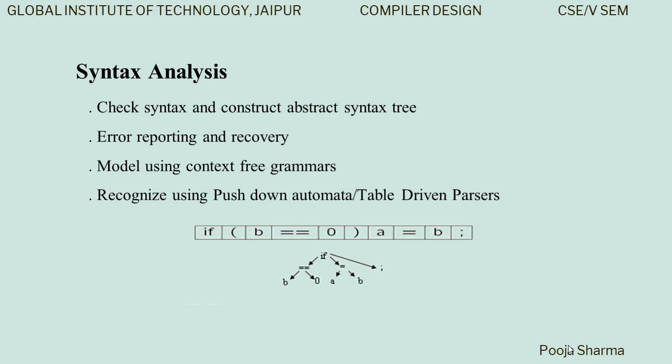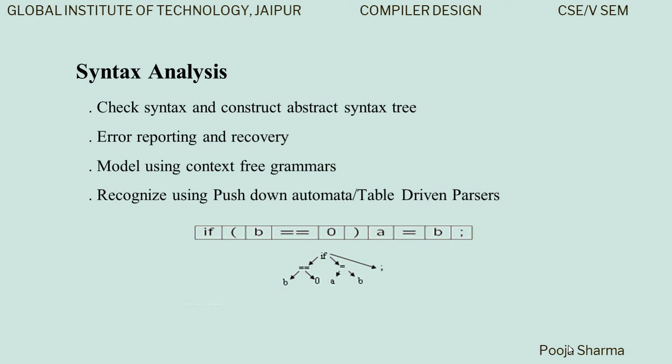So this is the second phase of the compiler. In this phase, we check the syntax and construct the abstract syntax tree. This phase is modeled through context-free grammar, and the structure is recognized through a push-down automaton or a table-driven parser. The syntax analysis phase verifies that the string can be generated by the grammar for the source language. In case of any syntax error in the program, the parser tries to report as many errors as possible. Error reporting and recovery form a very important part of the syntax analyzer.